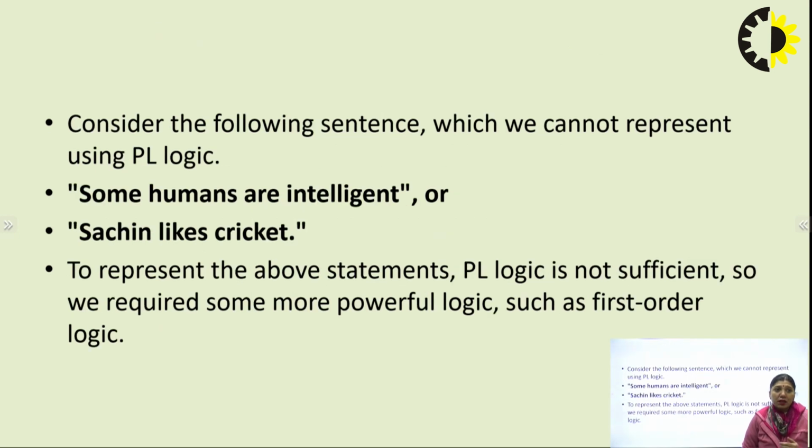Fine. So we can discuss an example. Consider the following sentences which we cannot represent using propositional logic: some humans are intelligent, or Sachin likes cricket. If I say some humans are intelligent, the machine can only respond with a true or false statement, and for Sachin likes cricket, it only responds with true or false, isn't it? So to represent the above statements, propositional logic is not sufficient. We require a more powerful logic, which is called first order logic. So we'll see what that first order logic is.